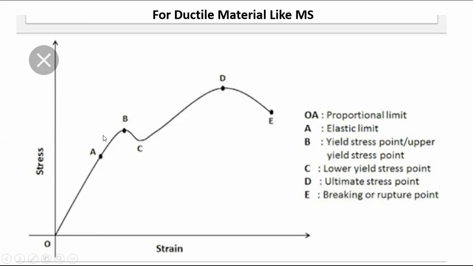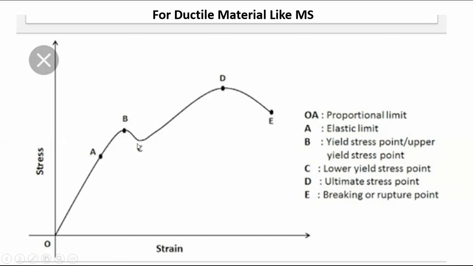Now let us discuss what this point A to B region indicates. This A to B is also elastic. There will also be an elastic elongation, but that is not proportional. That means the ratio of stress to strain will go on varying from A to B. That will not be a constant value.